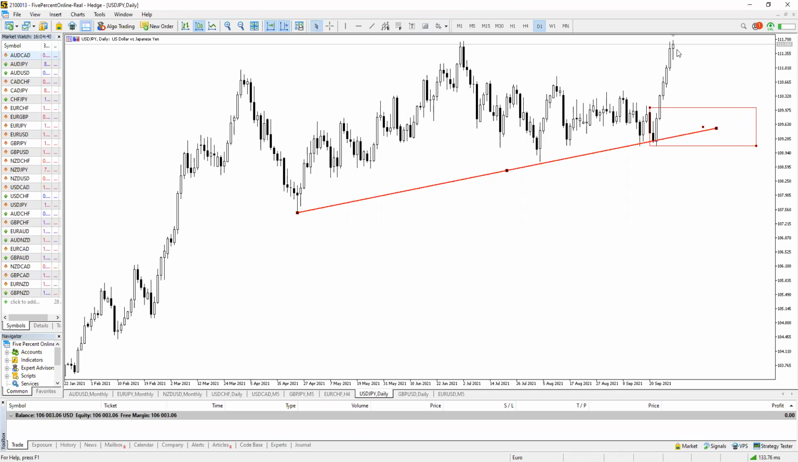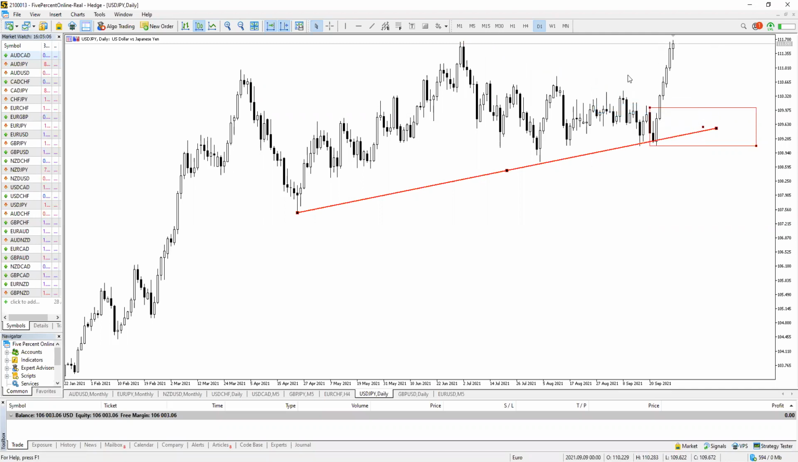If that's the case, then you can wait for a pullback to that area and a reaction based off that demand. The trend line has nothing to do with the price coming back and then continuing higher, but the fresh demand being formed here, that would be the reason why the market would go back here and then continue higher. Okay, so that would be the next movement.